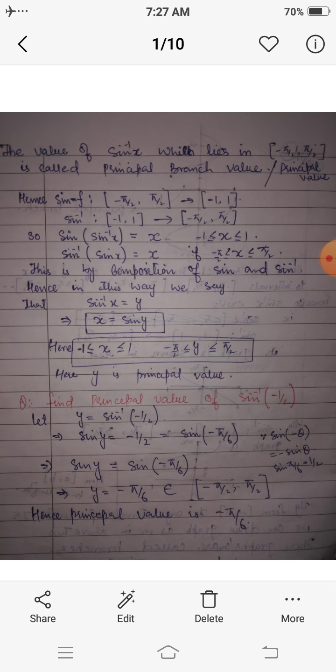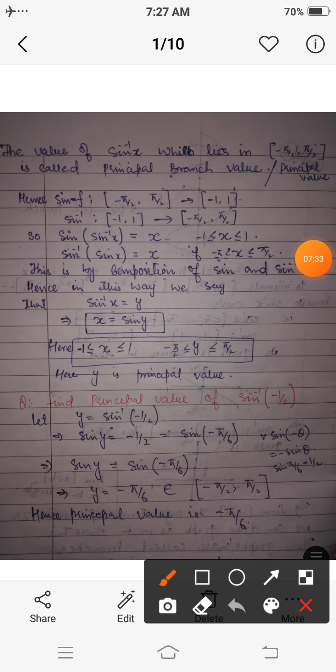Also g of f equals x when g is the inverse. So it is sine inverse of sine x equals x. But here we have to consider the domain points of sine, that is x greater than or equal to minus pi by 2 and less than or equal to pi by 2. But we cannot say in general that sine inverse of sine x equals x for all x belonging to R, because when we consider R as the whole domain, the sine function is neither one-one nor onto.